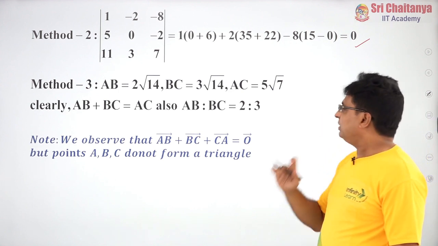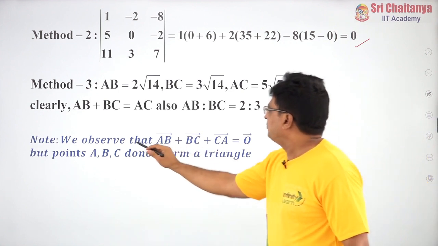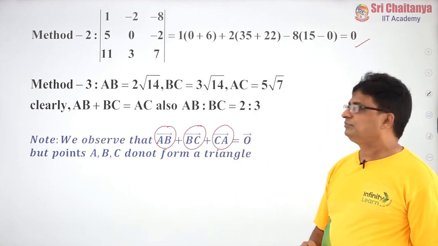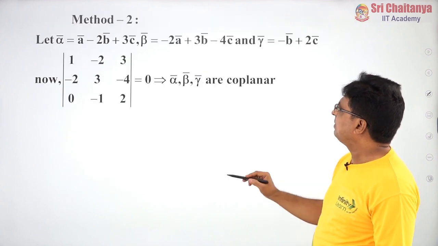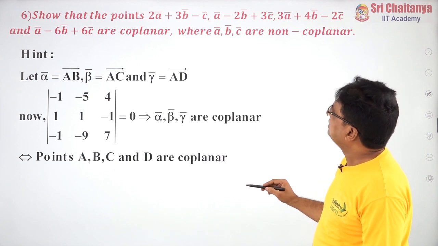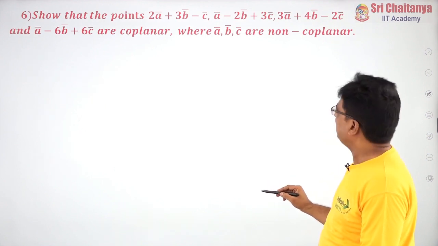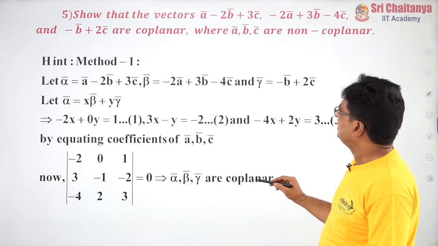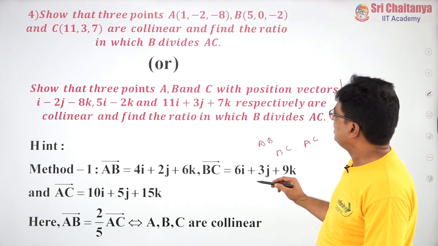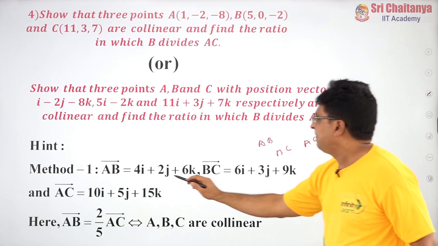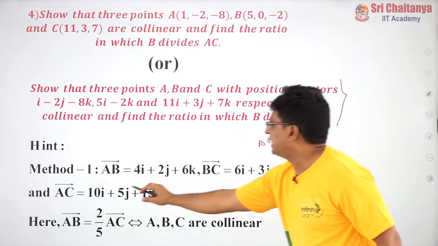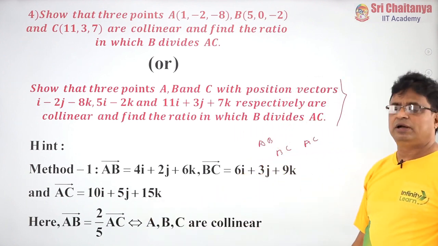And my friends, the important point here is that we observe AB bar plus BC bar plus CA bar equals 0 bar. Once after finding AB bar, BC bar and CA bar in our previous problem, you just see, my friends, if you find AB bar plus BC bar plus CA bar, 4i plus 6i, that is 10i, 10i plus 10i, that is 20i.